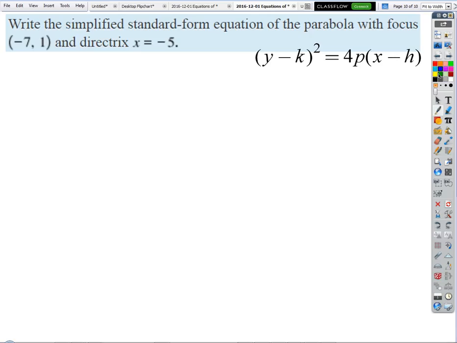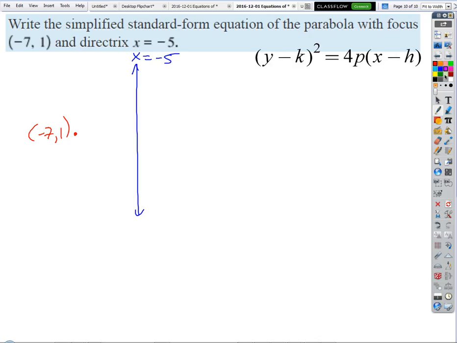All right, so our directrix looks like that. That's the line x equals -5. The point -7, 1, is that going to be to the left of or the right of the directrix? Left, because -7 is further left than -5, isn't it? So the focus is going to be out here somewhere with coordinates -7, 1.